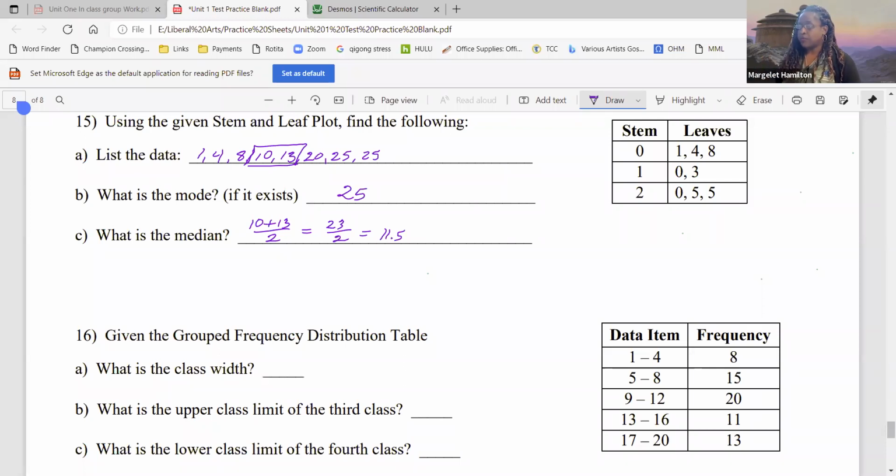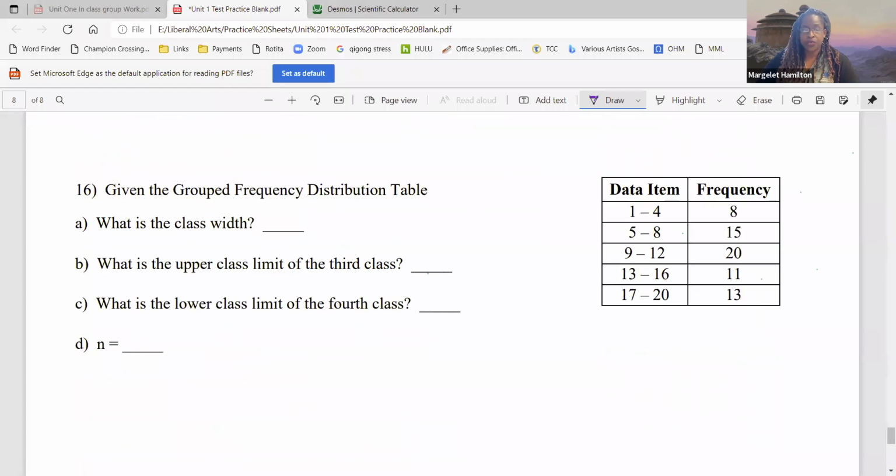Is everybody okay with it? Yes. Any questions about the stem and leaves plot and how to pull the data out and then answer the questions about it? All right. Frequency table. It's a grouped frequency table, and they're going to ask you these questions about it.